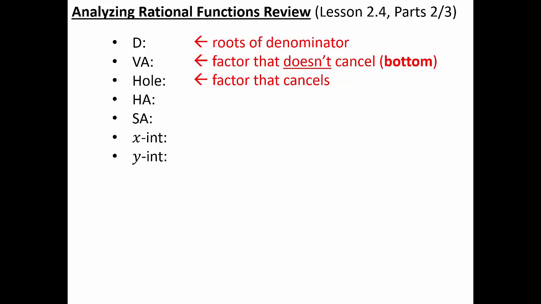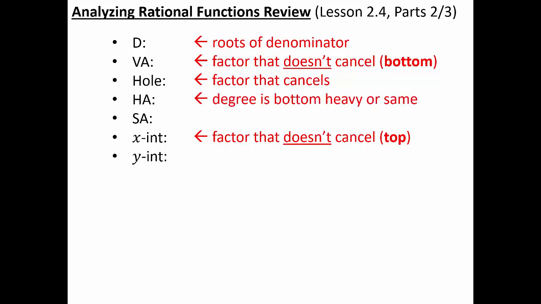Now, of course, that's if that factor is on the bottom. There could possibly be another factor on the top that didn't cancel, but if it's on the top, it's not a domain restriction, and thus it's not a vertical asymptote. If it's on the top, then it's an x-intercept. Remember, zeros on the bottom are undefined. Zeros on the top are just that.